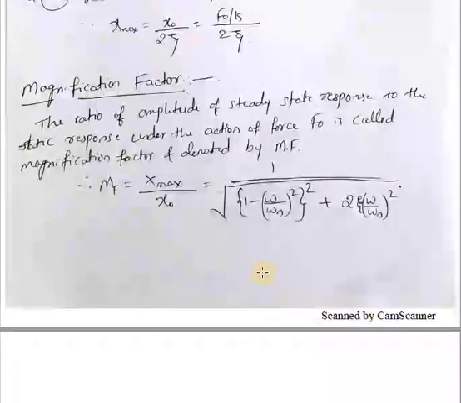It is denoted by F, and it is given by X max divided by X naught, which is equal to 1 divided by square root of 1 minus omega by omega n square whole square plus 2 zeta omega by omega n whole square. Or you can rewrite it as 1 divided by root of 1 minus r square whole square plus 2 zeta r whole square. In this, omega by omega n you can replace by r.